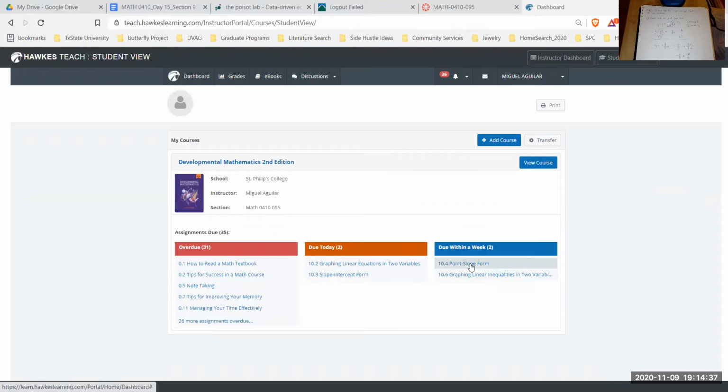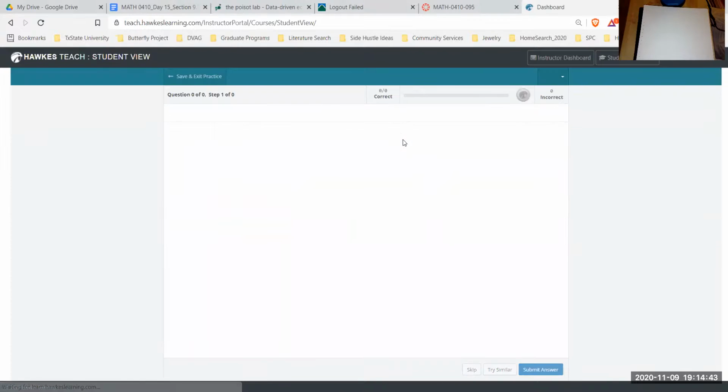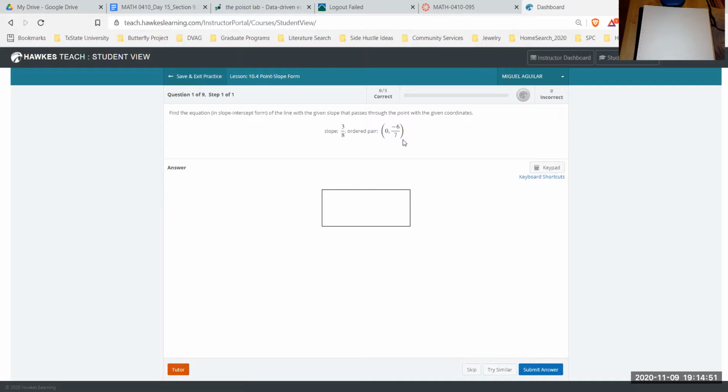Okay, and point slope form is the section that we're on right now. So let's jump into practice. Okay, so notice that this question is asking us, find the equation in slope-intercept form with the given slope that passes through the point with the given coordinates.